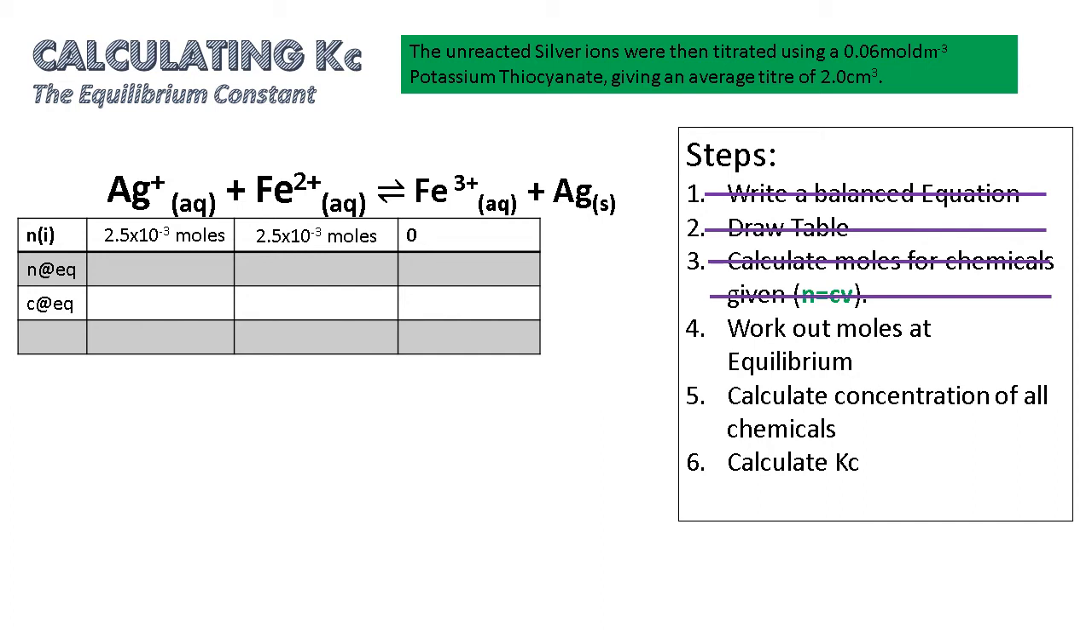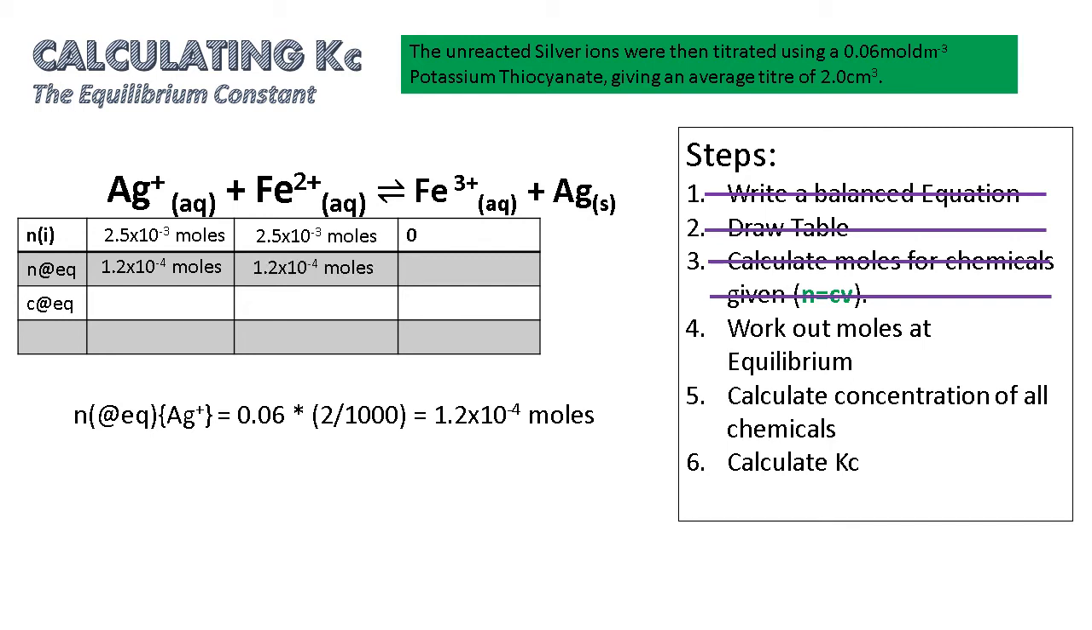We use the n equals cv equation in the following way to work out the moles at equilibrium for the Ag+ ions. And that is 0.06, which is the concentration, multiplied by 2 divided by 1000, which is the volume, giving us 1.2 times 10 to the minus 4 moles. And this is the moles at equilibrium for the silver ions. Looking at the stoichiometry, the iron 2+ ions will be exactly the same.